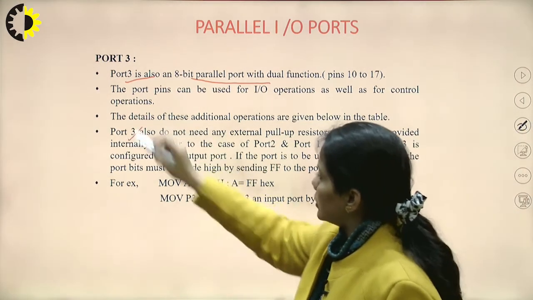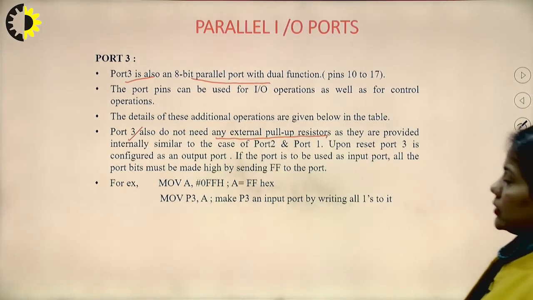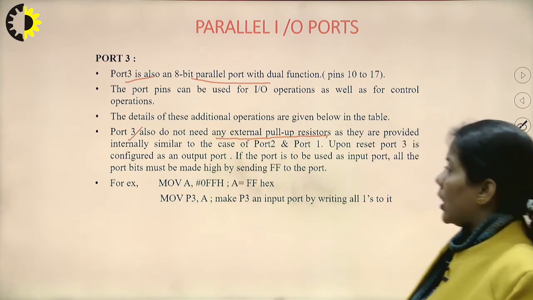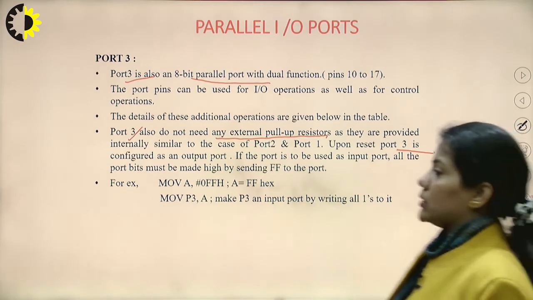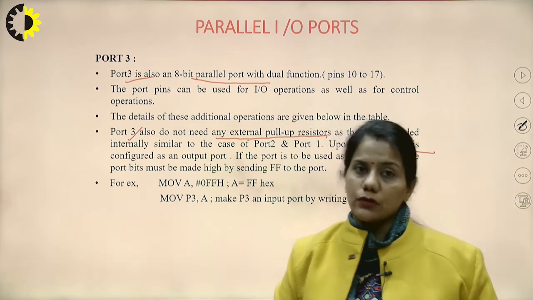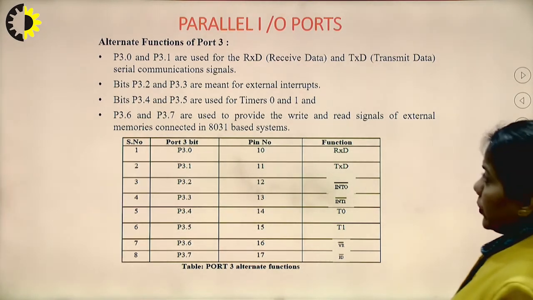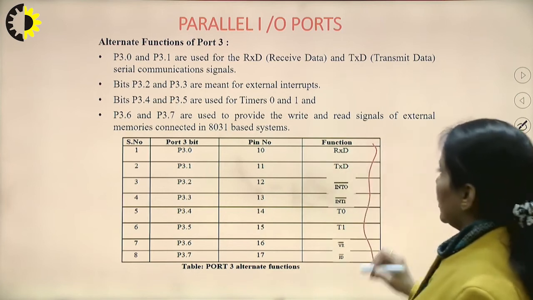So port 3 does not need any pull-up registers as they are provided internally, similar to port 1 and port 2. Upon reset, port 3 is configured as output port, and again to make it as an input port, we have to give 1 to this port. So the alternate functions supported by this port are shown here.